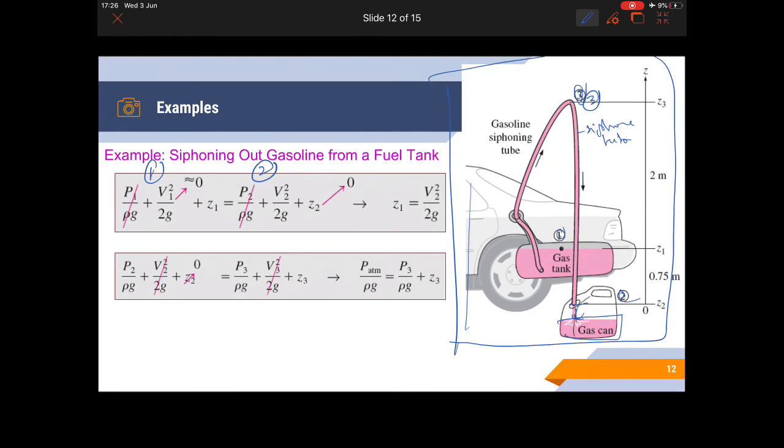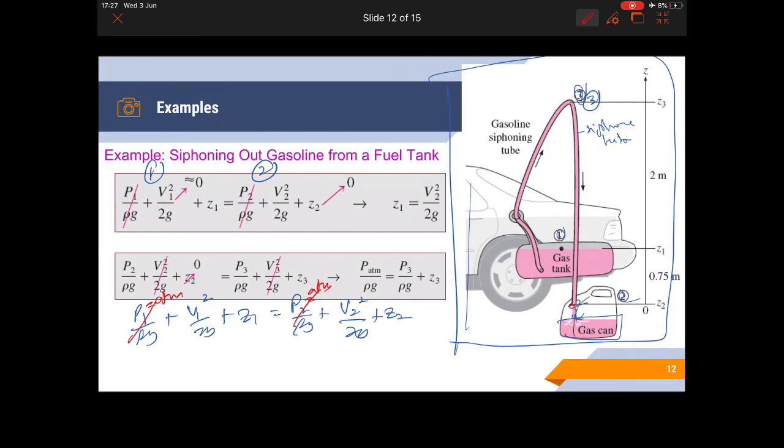They already finished this one. Let me do this again. P1 over rho g plus V1. Now we try to simplify the equation based on the assumptions. P1 is at the surface of the gas tank, where the gas is flowing out, and at point 2, at the outlet hose, both of them are at ATM, atmospheric pressure. So we can cross out both of them.